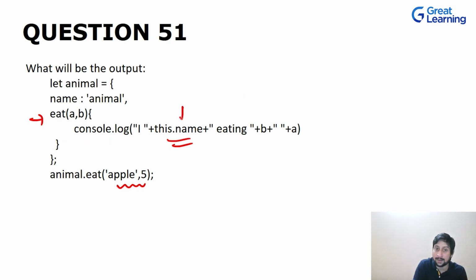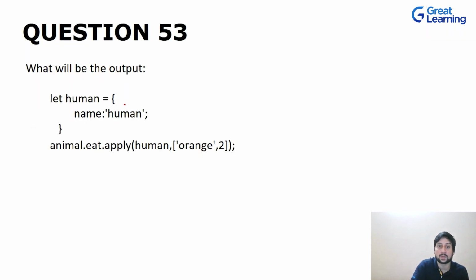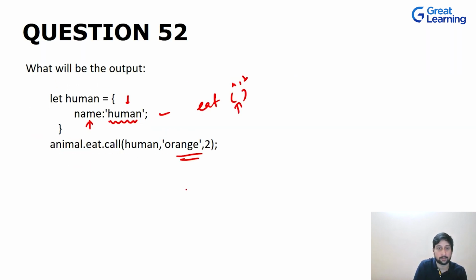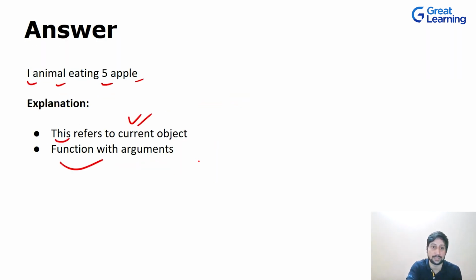Now this dot name refers to the current object. The current object in this case is human. And then we are accessing the name property, which is human. So the output will be I human eating what? The b was 2, and a was oranges in this case, right? Oranges and 2. So the output will be I human eating 2 oranges, and call is used to borrow methods. How cool is that, right?